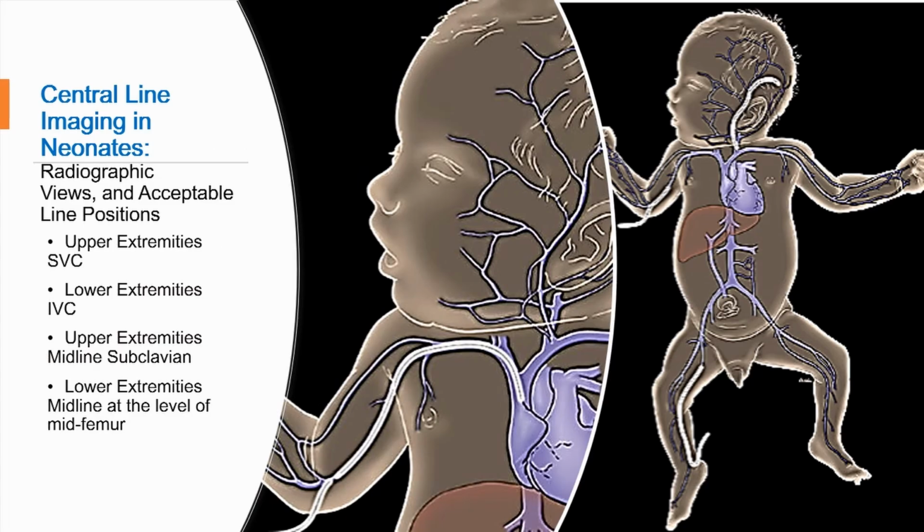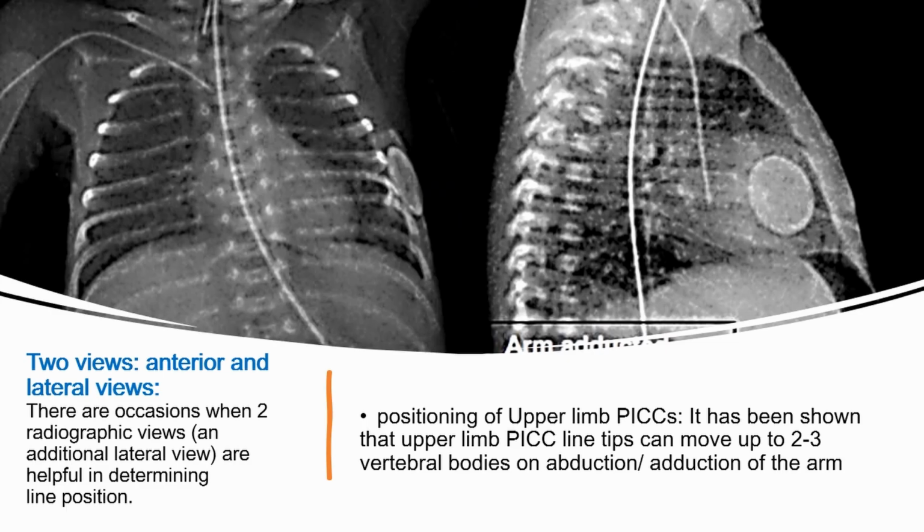Central line imaging in neonates, radiographic views, and acceptable line positions. Upper extremities, SVC; lower extremities, IVC; upper extremities midline, subclavian; lower extremities midline, at the level of mid-femur. Two views, anterior and lateral views. There are occasions when 2 radiographic views, with an additional lateral view, are helpful in determining line position.